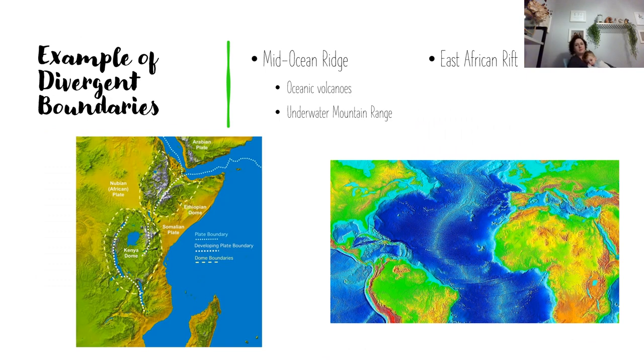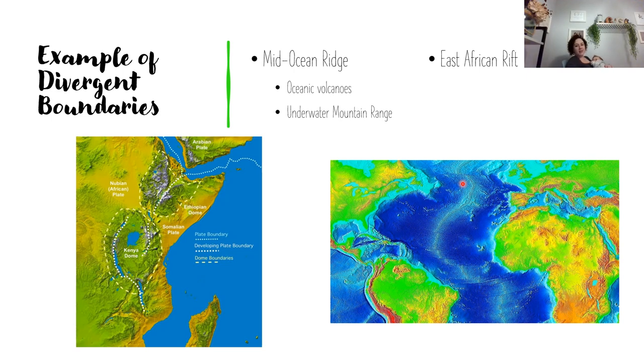So the mid-ocean ridges, obviously you can look at most satellite images of our Earth and you can see those very deep lines running through our oceans. So you get the mid-Atlantic ridge. You get oceanic volcanoes, underwater mountain ranges. Things like that.